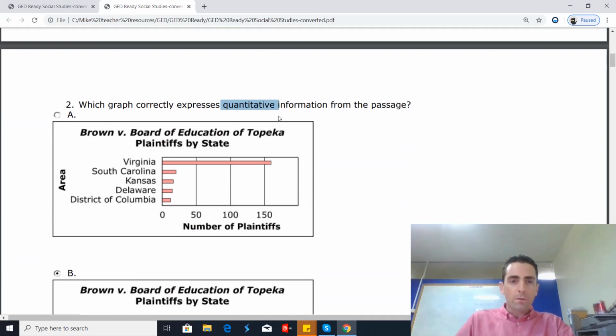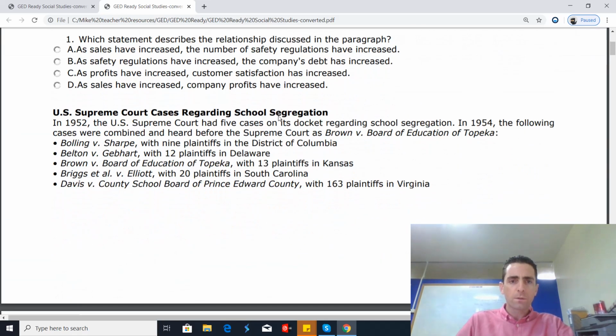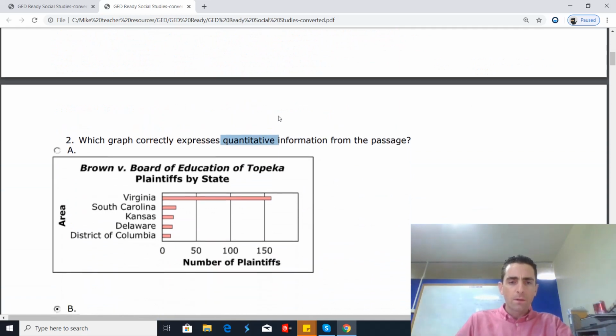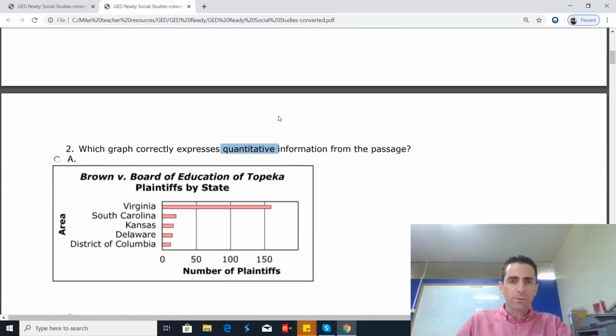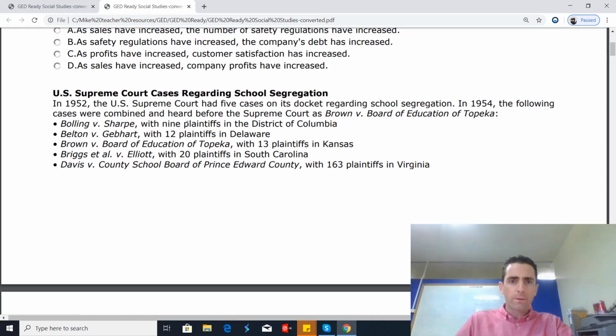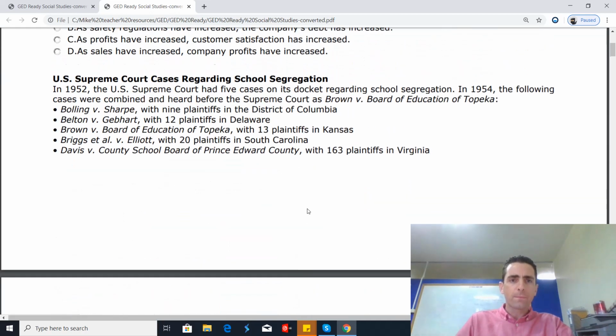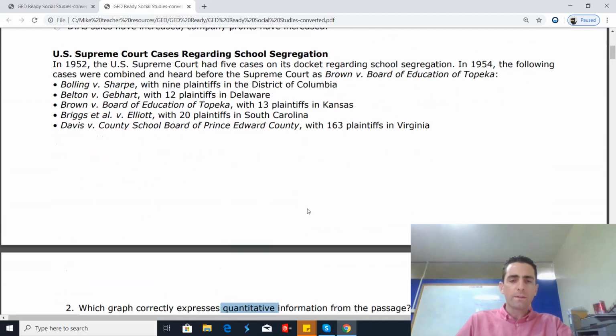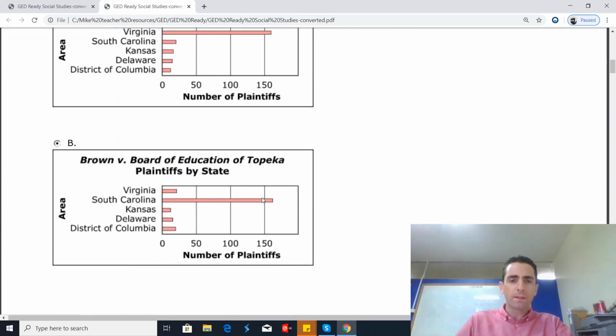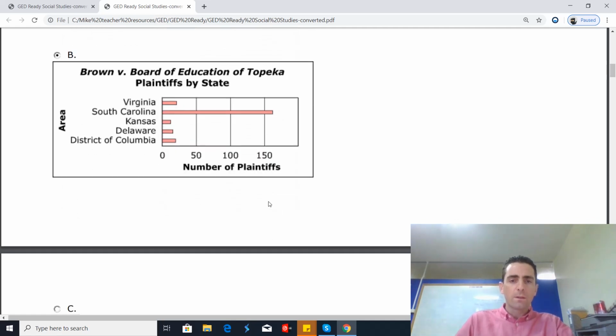So here we have Brown versus Board of Education, Topeka, plaintiffs by state. So does Virginia have over 150? We'll look at that first. Virginia, it does. Okay, so do all the rest have less than 20 or so? Here, 9, 12, 13, 20. It's probably A, actually. It's not South Carolina. Definitely not. South Carolina, 20, so it can't be that. You see, that's over 150.